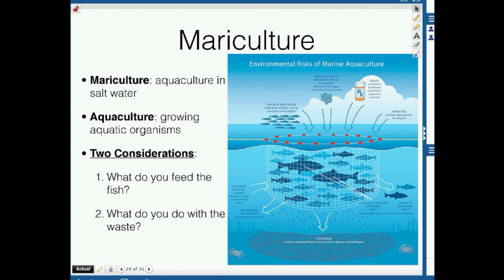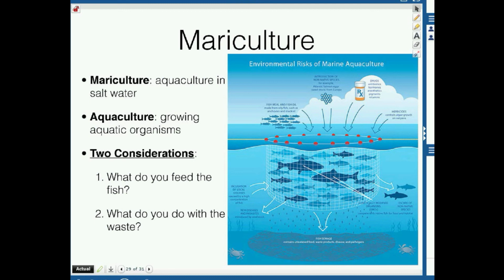Mariculture is kind of interesting. It's basically like aquaculture, like growing fish in a farm, except it's an ocean farm, doing it in the ocean. When I was talking about the shrimp fishery in the mangroves, that's mariculture, because they're doing it in the ocean. So aquaculture is the act of growing or farming aquatic organisms.